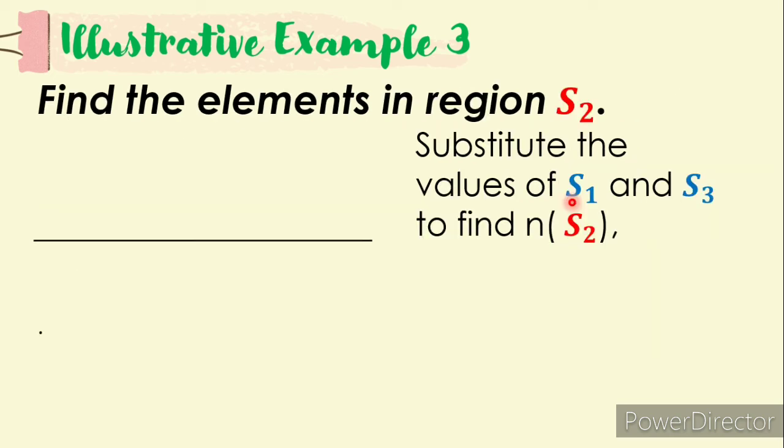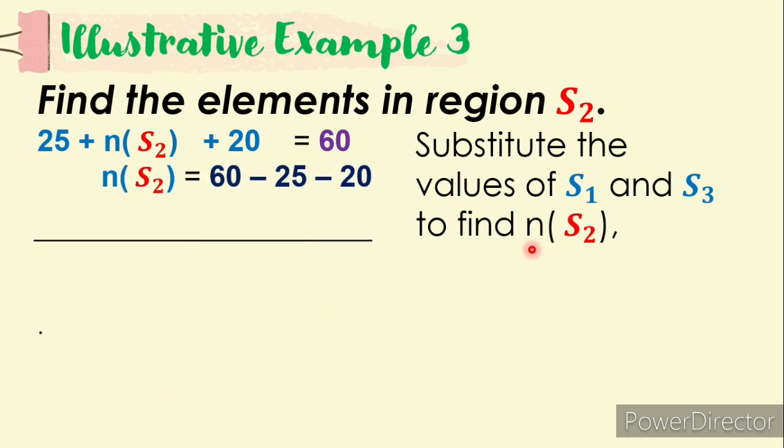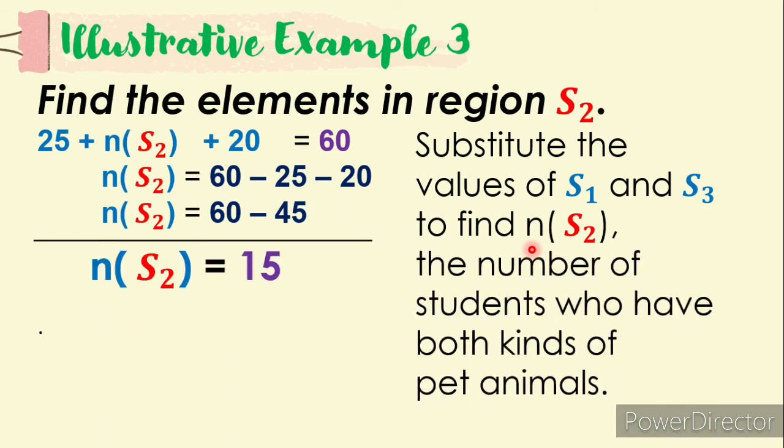Now, find the elements in region S sub 2. Substitute the values of S sub 1 and S sub 3 to find the number of elements in S sub 2. 25 plus the number of elements in S sub 2 plus 20 is equal to 60. The number of elements in S sub 2 is equal to 60 minus 25 minus 20. So we will have 15. So the number of students who have both kinds of pet animals is equal to 15.